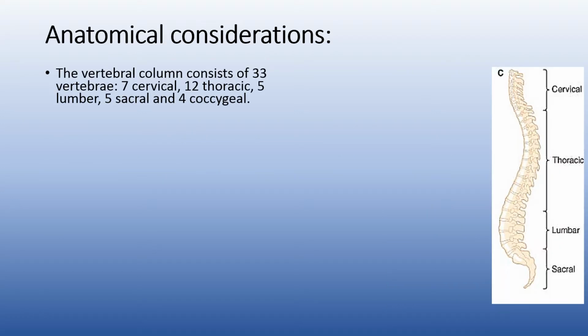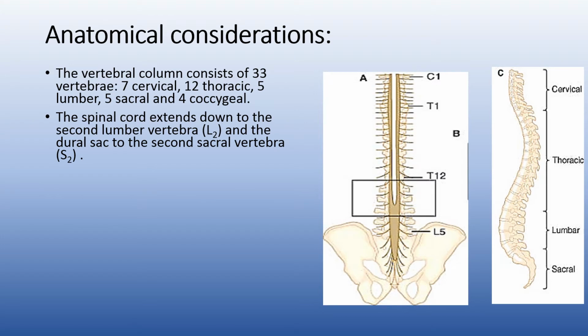Anatomical considerations. Vertebral column consists of 33 vertebrae: 7 cervical, 12 thoracic, 5 lumbar, 5 sacral, and 4 coccygeal. The spinal cord extends down to the second lumbar vertebra, L2, and the dural sac to the second sacral vertebra, as we can see with these two red lines.